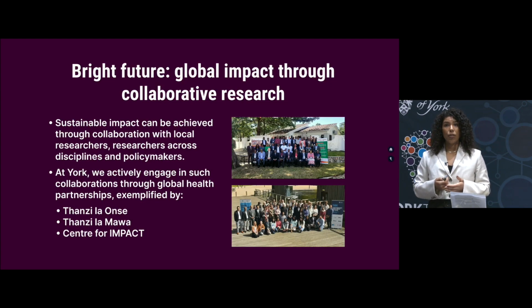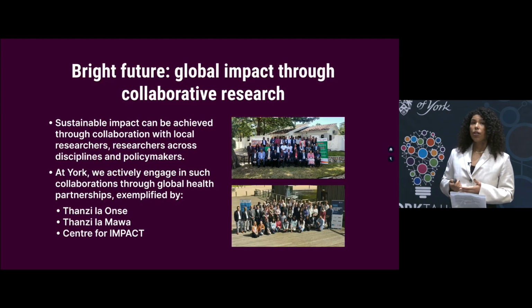And at York, we're doing this in alignment with the value of being a university for public good by engaging in collaborative large global health partnerships. One example was the Tanzila project, of which the maternal healthcare research was a part. And currently, I am engaged in and contribute to large global health partnerships, which are trying to help prevent the emerging challenges facing South Asia and Sub-Saharan Africa.